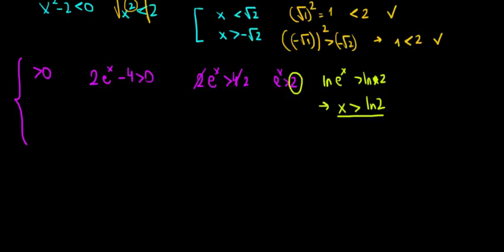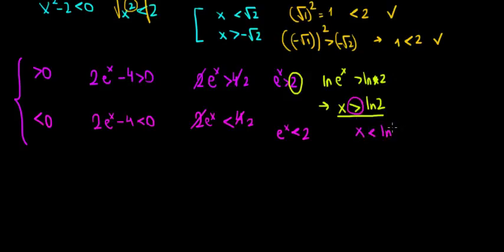Now let's see, when is this less than 0? When is this value negative? Well, it is negative when 2 times e to the power of x minus 4 is less than 0, which means that 2 times e to the power of x is less than 4. Again, 2 and 4 cancel out. Here we're left with a 2, which means that e to the power of x is less than 2, and it's going to be just the opposite of this sign. x should be less than ln of 2, and that's our second range.